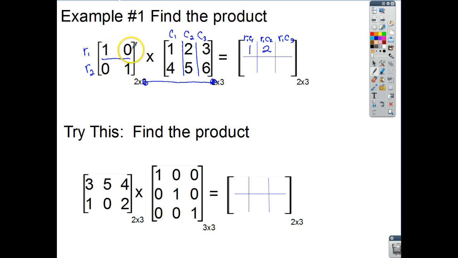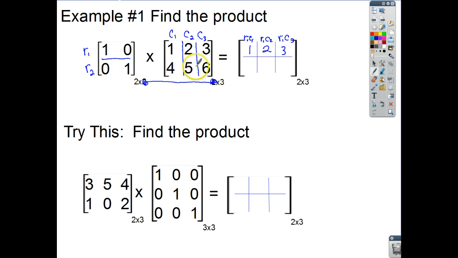Okay, this is row 1, column 3 of my answer. So I take the numbers in row 1 and multiply them by the numbers in column 3, taking the first in the row times the first in the column. We'll do that in our head. 1 times 3 is 3, plus 0 times 6 is going to be 0. 3 plus 0 is 3. So we put a 3 here.